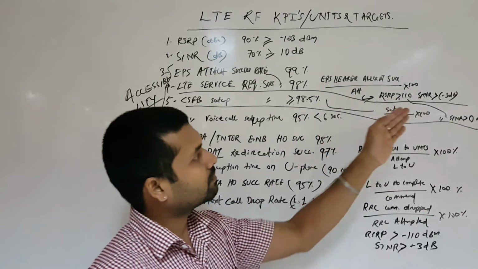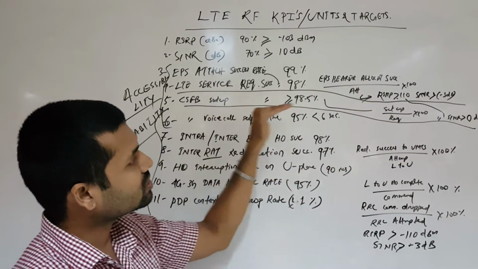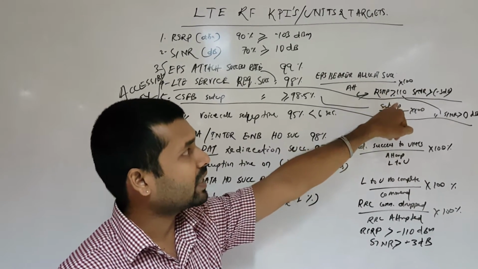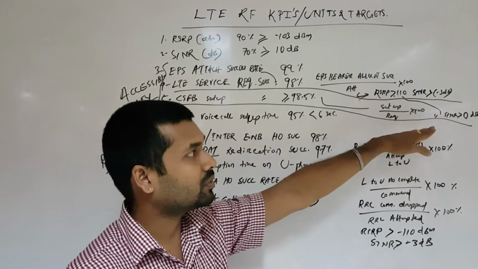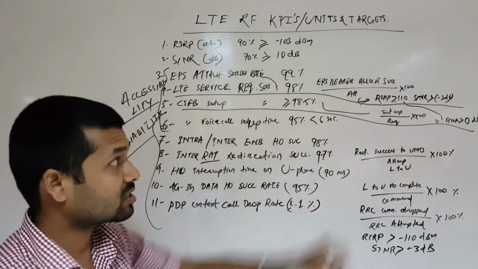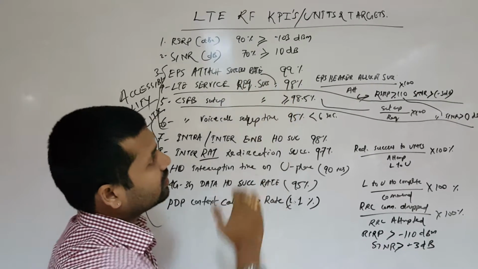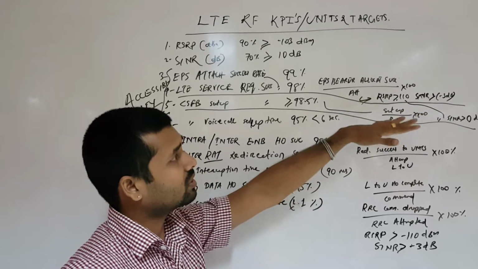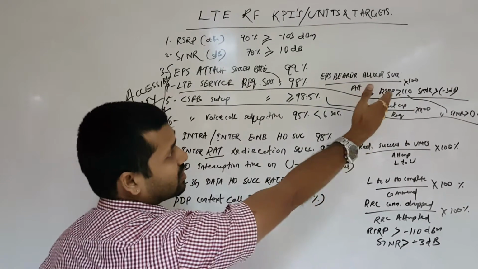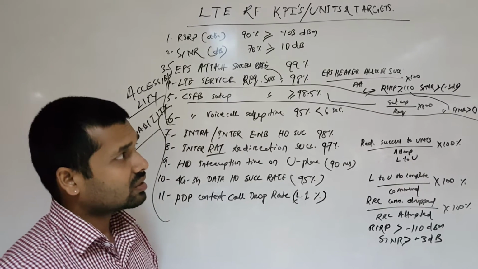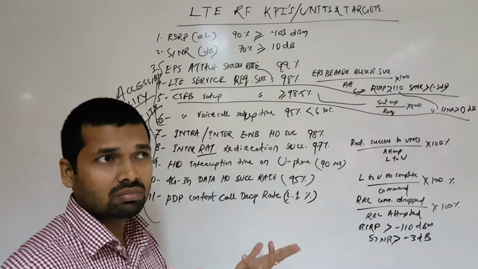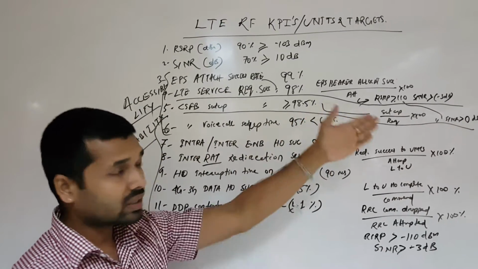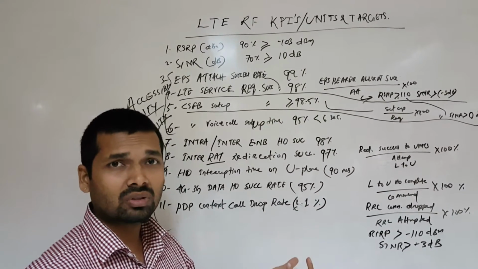The radio conditions in the CSFB call setup should be RSRP greater than minus 110 dBm, and SINR greater than 0 dB. A little bit sensitive, but in case of LTE service request, not CSFB, the SINR value is a little bit flexible. It's greater than minus 3 dB, RSRP being the same. So these are the targets given by the customer and the operator. If the customer and the operator want to customize these KPI values, targets, or radio conditions, we can always make a change in the network.